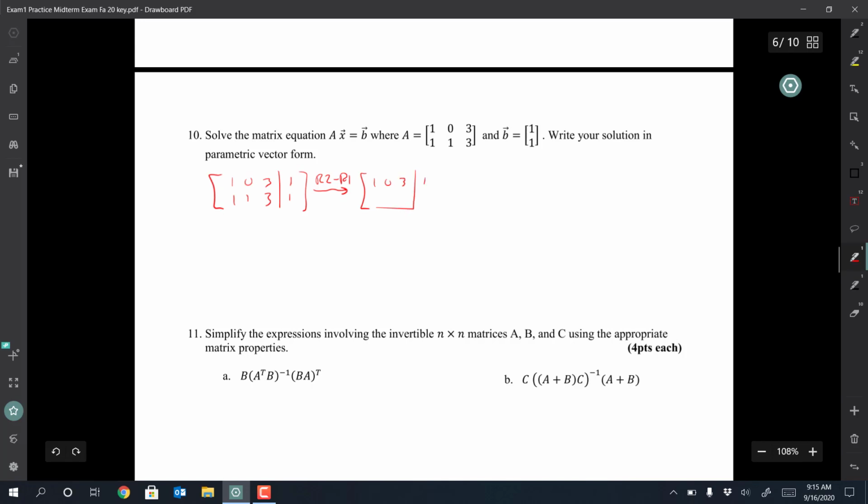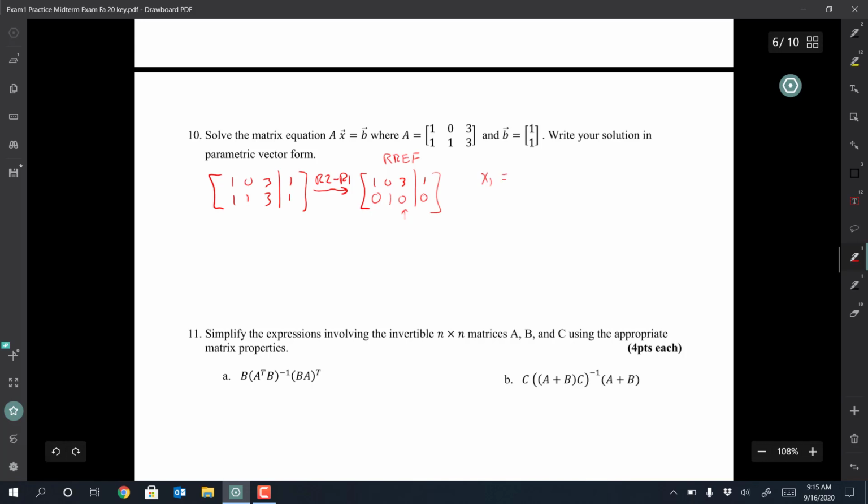And when I do that, I'm going to get 1 minus 1 is 0, 1 minus 0 is 1, 3 minus 3 is 0, 1 minus 1 is 0. So it looks like one nice row operation, and I'm already in RREF. As I look at that, I see there's no pivot in the far right column, so there are solutions. I see that x3 is going to be a free variable. So my first row tells me x1.